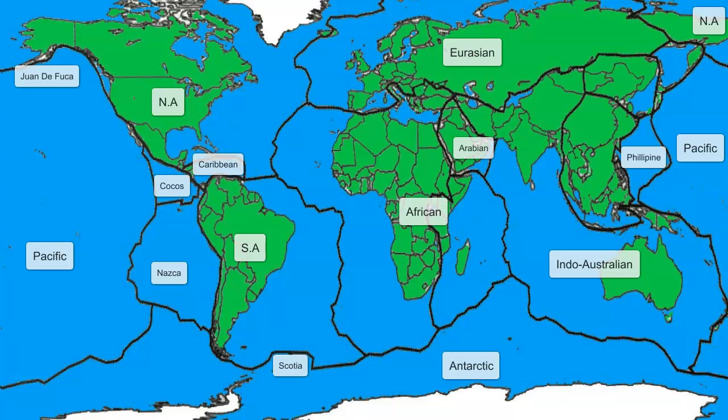So the Pacific plate would be an oceanic plate, and it's also a major plate. The North American plate would be continental and also a major plate. The Cocos plate would be an oceanic plate that is also a minor plate. So the combinations can help define the plate.